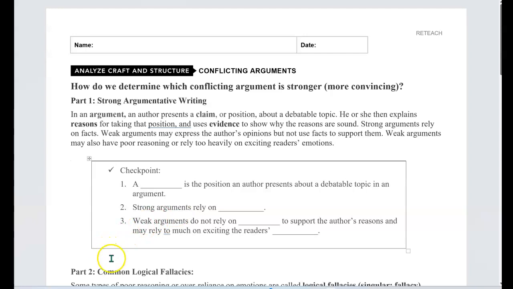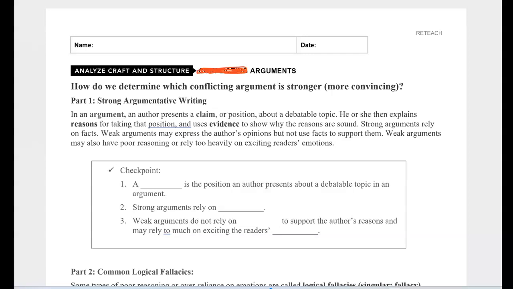In your purple folder, find this if you haven't already: Analyze craft and structure, conflicting arguments. If you have to stop the video, do so to find it. Okay, we're going to get started. The first thing we're going to do is, even though the people who wrote your textbook are calling this conflicting arguments, they're not conflicting arguments. So we are going to mark that out.